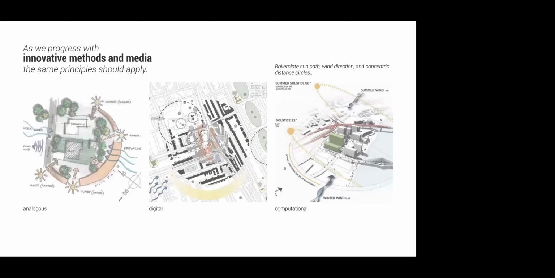And, you know, we see this example of all these different ways in which we do site analysis, right? Whether it's analogous, digital, or computational, the thing that really bothers me about seeing this type of work is that you can see that regardless of the methods that were used, it's still giving us the exact same outcomes, right? We're still seeing sun patterns, wind directions, distance circles. All the information is the exact same, even though they're using completely different methods.